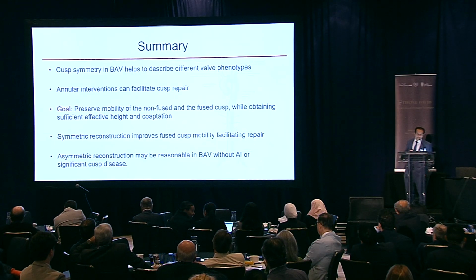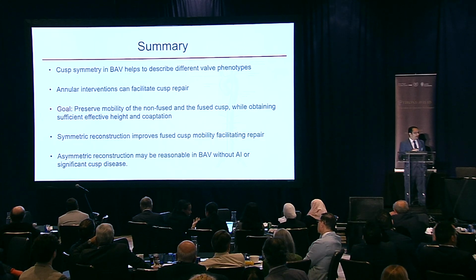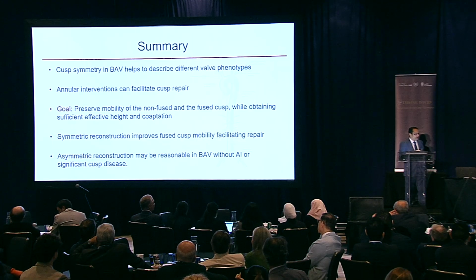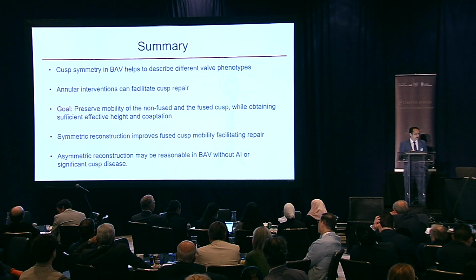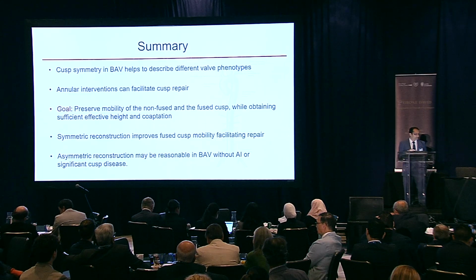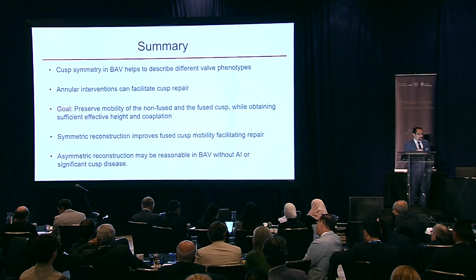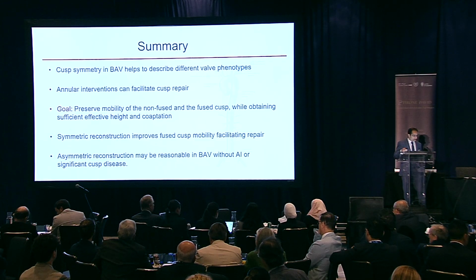So my summary would be that cusp symmetry in bicuspid aortic valves is an interesting and useful tool to describe the heterogeneous valve phenotypes that exist in bicuspid aortic valves, that annular interventions are critically linked to facilitating cusp repair. Our goal is to preserve mobility of the non-fused cusp and the fused cusp while obtaining sufficient effective height and coaptation. And symmetric reconstruction gives us an added tool to improve fused cusp mobility, facilitating repair. However, asymmetric reconstruction may be reasonable in bicuspid valves without AI or without significant disease.